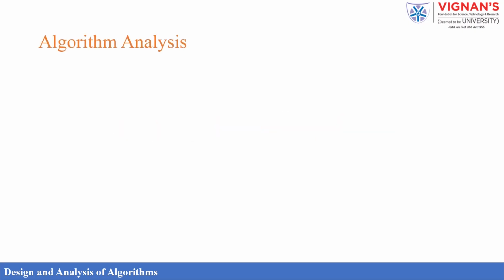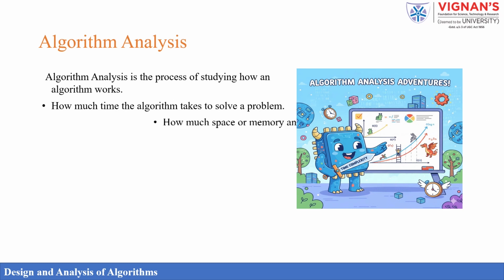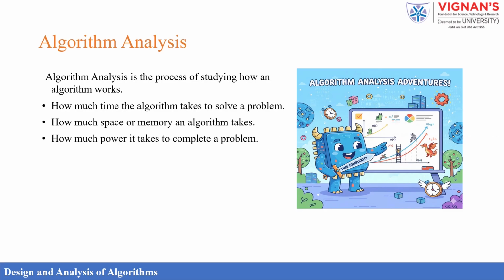Algorithm analysis is the process of studying how efficiently an algorithm works. We mainly analyze three things. 1. How much time the algorithm takes to solve a problem. 2. How much space or memory an algorithm takes. 3. How much power it takes to complete a problem. Among these, time complexity is the most important factor.